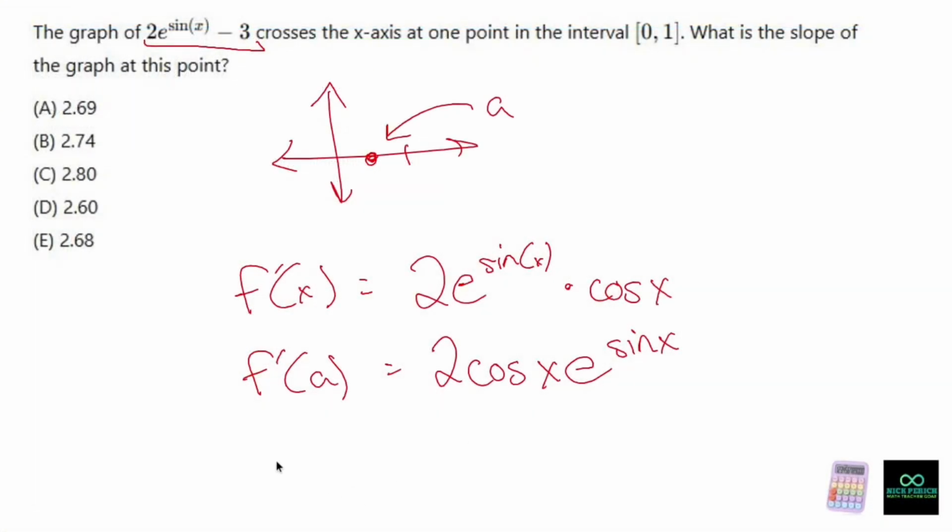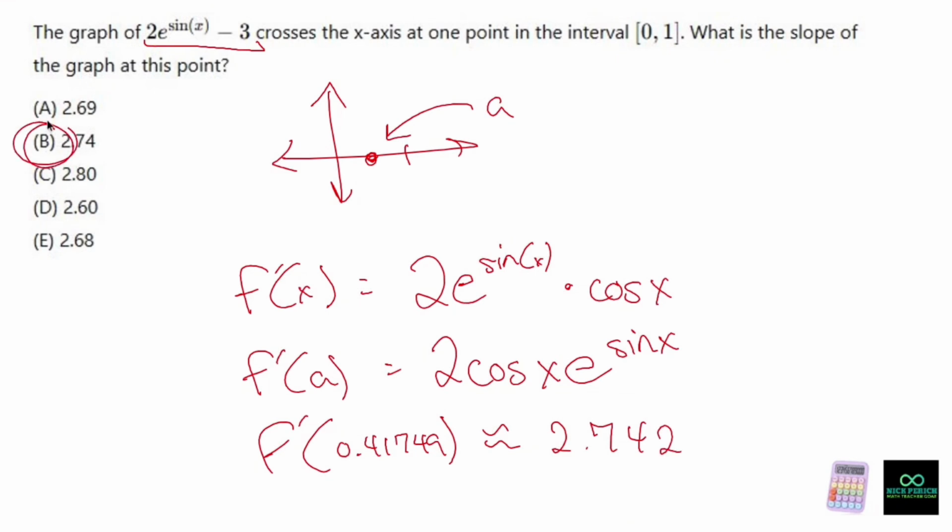All right, so after all of that, we found out that at that point, that A value was 0.41749. More decimals than necessary. When I plugged that in, I ended up with 2.742, which seems to match up with B right here. Okay, so not the prettiest problem for sure, but yeah, that's how you do it.